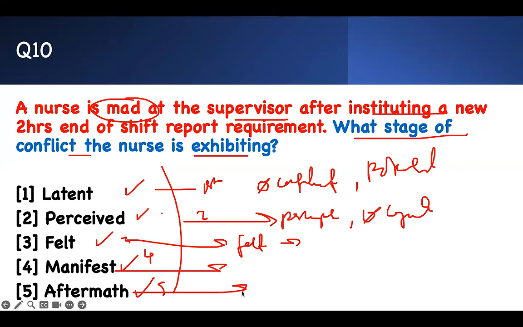Aftermath is the aftermath of the conflict, and it can be positive or negative. Positive means we all did what we did and we comply with the situation. Negative means people are still not happy with it. So these are the 5 stages of conflict. As you can see, the nurse is mad. That's the emotional response to the conflict that is existing. This is felt conflict, so that's number 3.